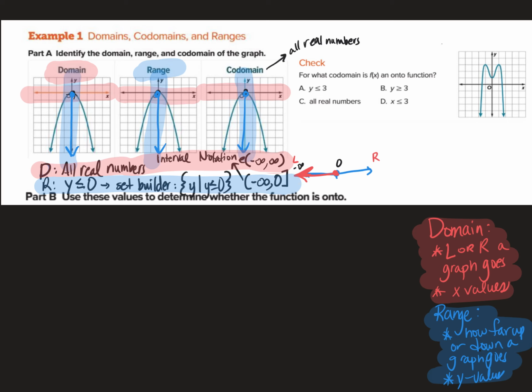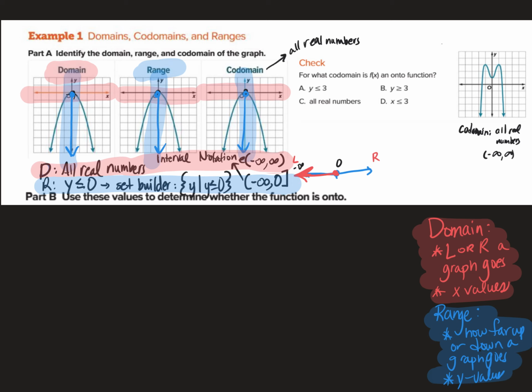Now let's look at this next one where it says check. It says, for what codomain is f of x an onto function? Well, to be an onto function, the codomain and the range have to be the same. Well, this codomain is not stated at all. It doesn't say anywhere what the codomain is, so it's all real numbers, or in interval notation, negative infinity to positive infinity.